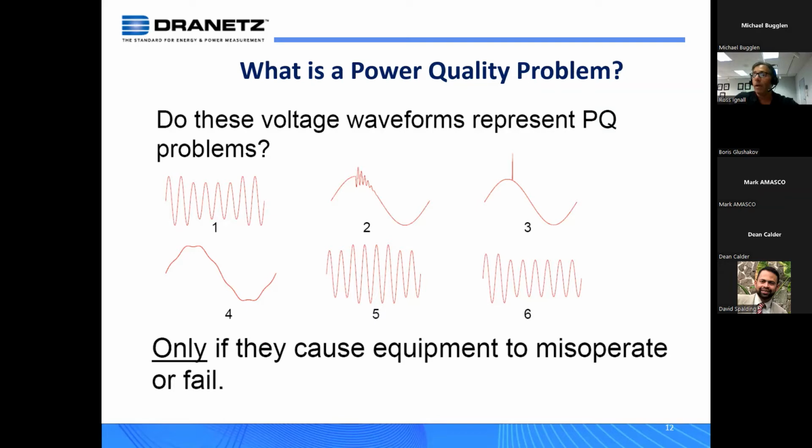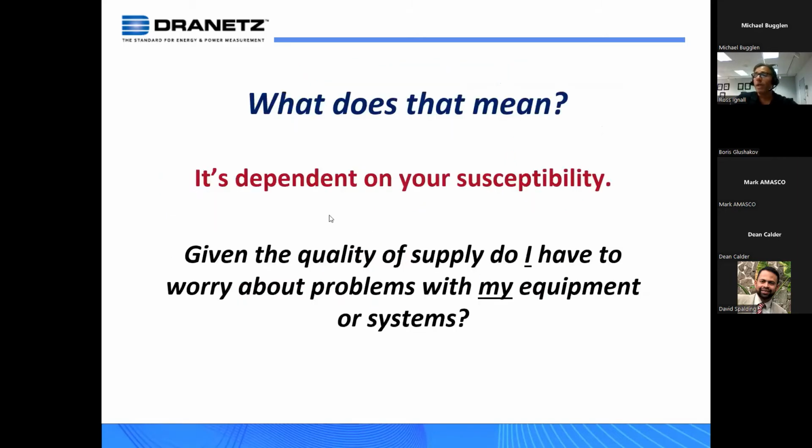And it's not only whether they are failing today, but whether you have susceptibility to these types of issues. Maybe they're not failing today, but it could be a future problem if things line up or if something gets slightly worse. So again, what does it mean? It depends upon your susceptibility.